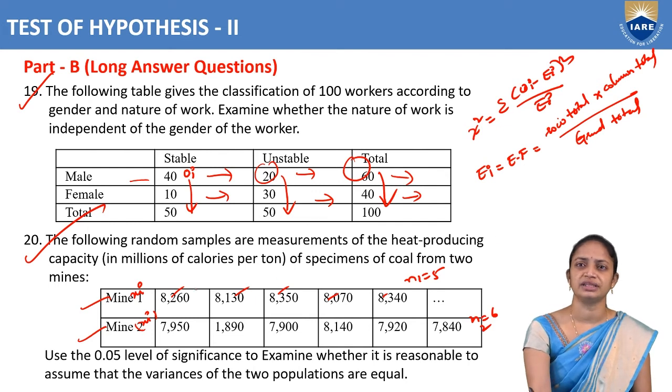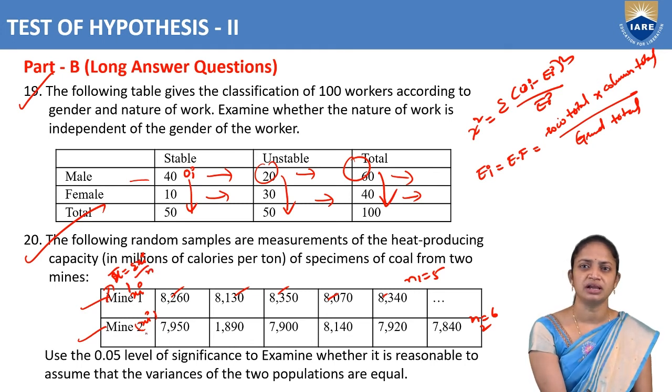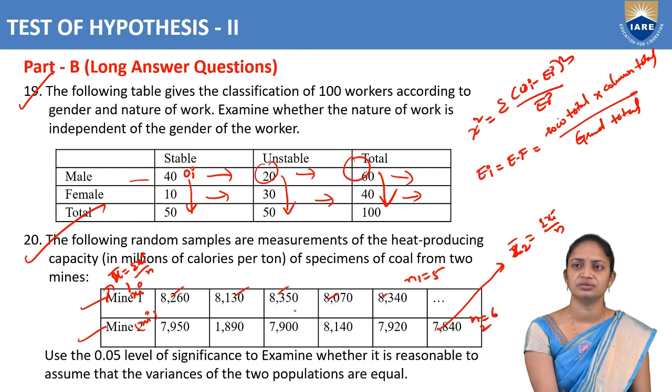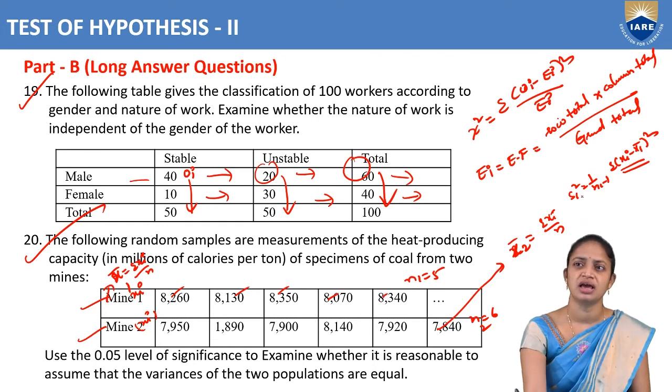To find x bar, we have to use x bar equals summation xi by n. So this is x1 bar, and for x2 bar, I am using summation xi by n. Now we have to use s1 square equals 1 by n1 minus 1 summation xi minus x1 bar whole square. For that we need to find summation xi minus x1 bar whole square, after that we need to find s1 square. Like that, s2 square equals 1 by n2 minus 1 summation xi minus x2 bar whole square.